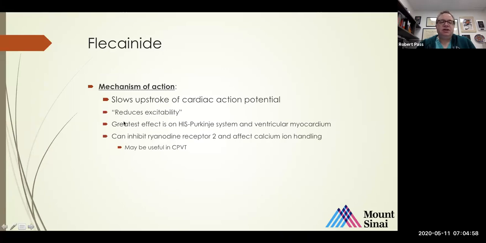Okay, the mechanism of action, again, is it slows the upstroke of the cardiac action potential, reduces excitability. The greatest effect is on the His-Purkinje system and the ventricular myocardium, but as I mentioned earlier, in fact, we use it predominantly clinically for atrial arrhythmias. It can also inhibit the ryanodine receptor 2 and affect calcium ion handling, and it might be useful in CPVT. In fact, some authorities think it's the first choice for CPVT. I'm not sure I agree with that, but I think it's certainly true to say that for some difficult CPVT patients, for sure it is an agent that is used in those circumstances.